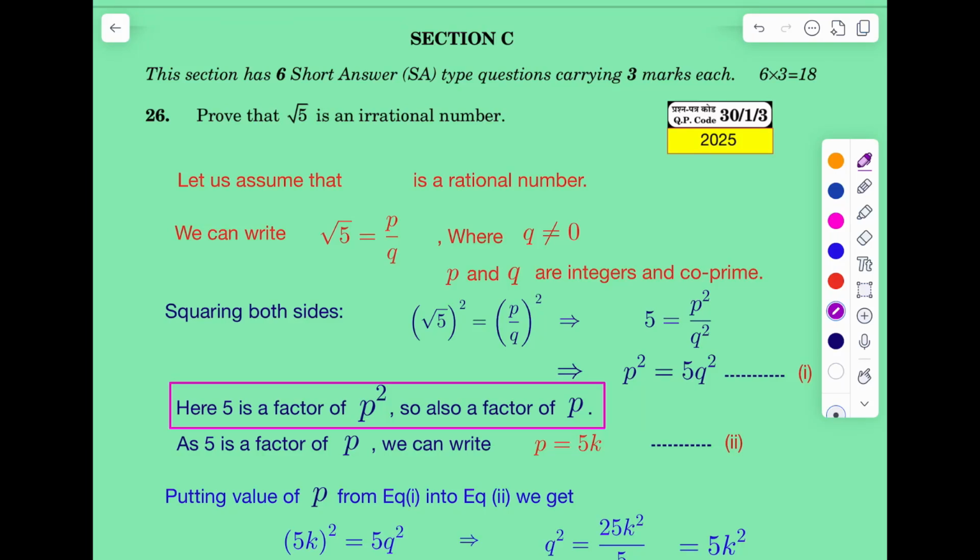Prove that root 5 is an irrational number. One question always comes in the paper, to prove an irrational number. And how you write, you remember all these steps.